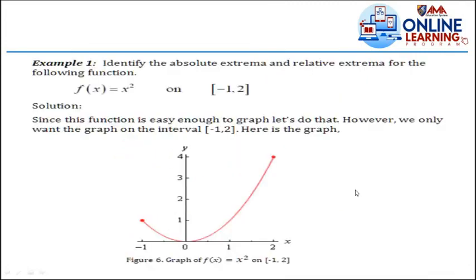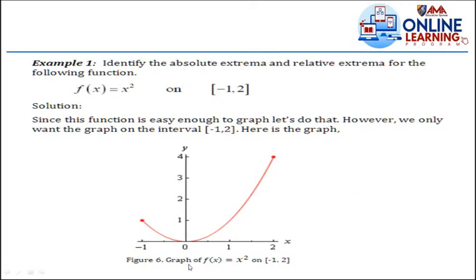Okay? So example number 1, identify the absolute extrema and relative extrema for the following functions. Solution. So since these functions is easy enough to graph, let's do that. However, we only want to graph of the interval at -1 and 2. So here is the graph, no? So dito meron tayong solid dot, meron tayong solid dot.